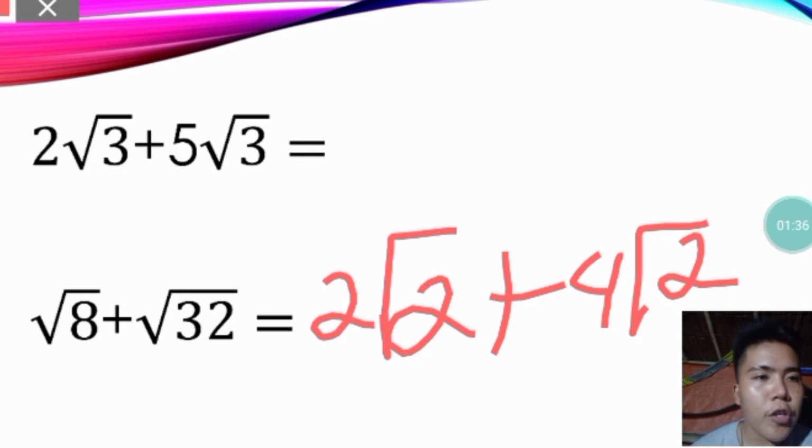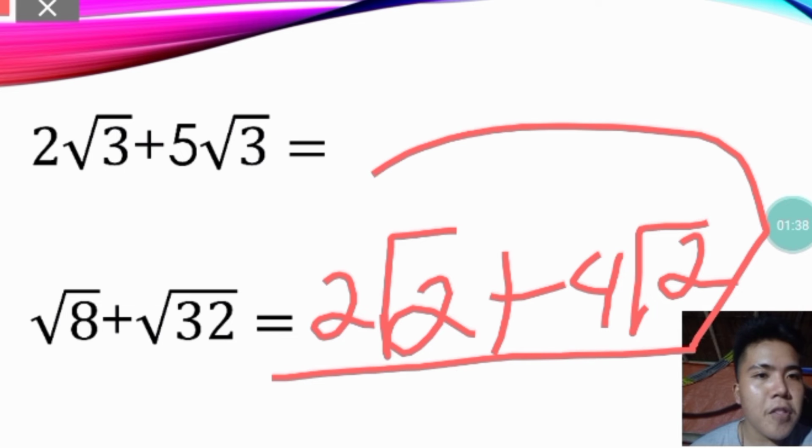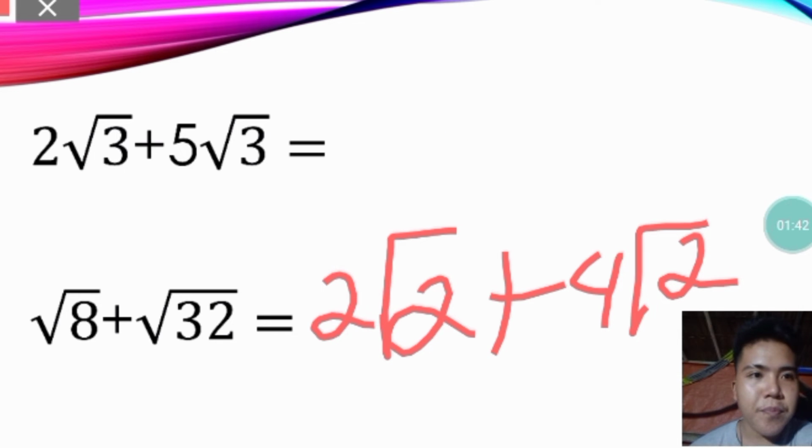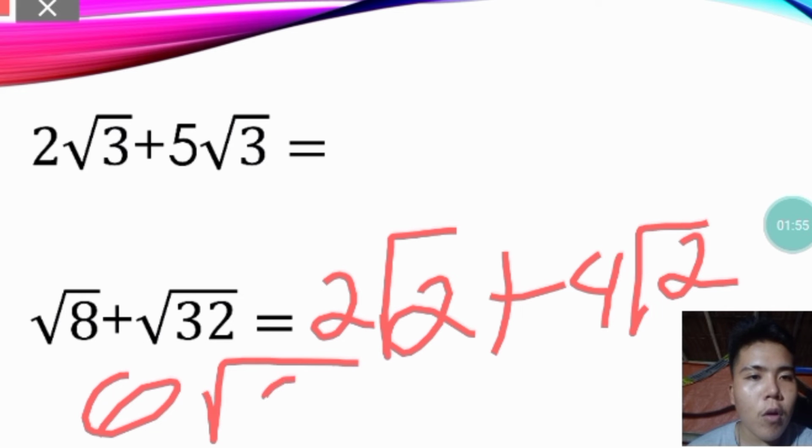In this situation, they have the same radicand, so you can add them easily. 2 plus 4, so we have 6 square root of 2. Now you have a final answer of 6 square root of 2. That is very simple.